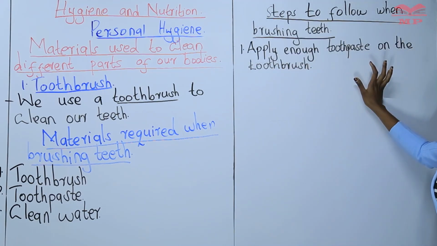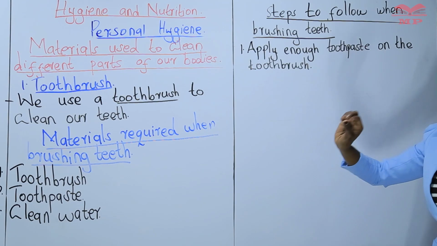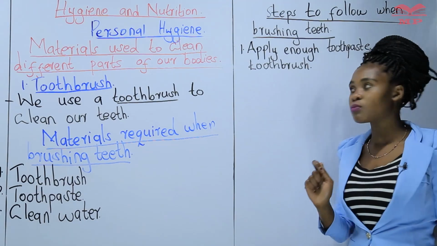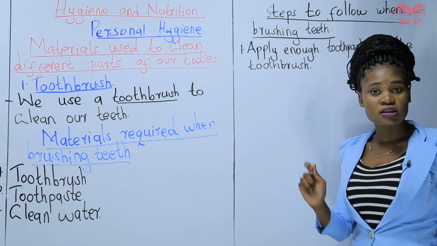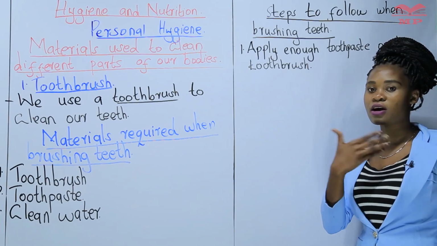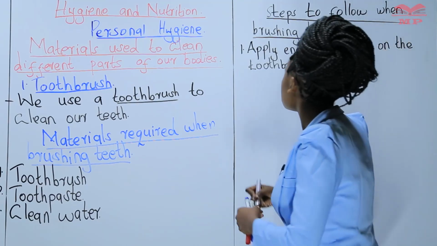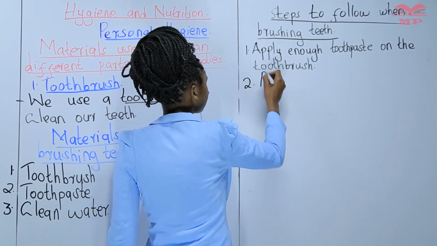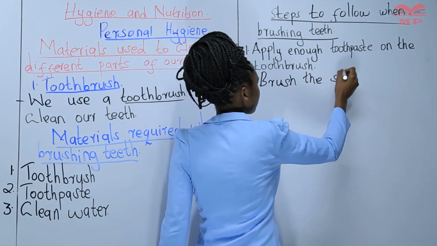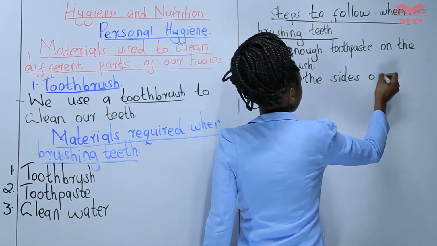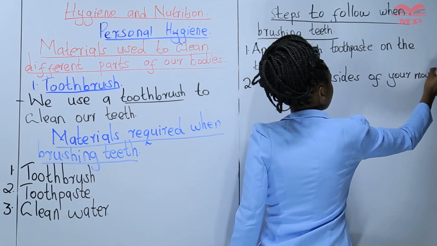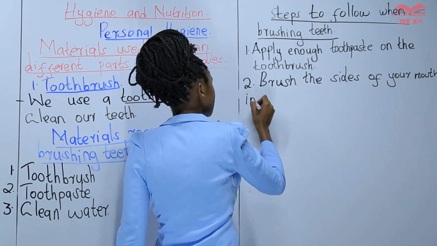Apply enough toothpaste on the toothbrush. The toothpaste will help you to brush your teeth. Then after you've applied enough toothpaste on the toothbrush, you now, using clean water, start brushing your teeth from the lower side of your mouth. So the second point, brush the sides of your mouth in a rotating manner.